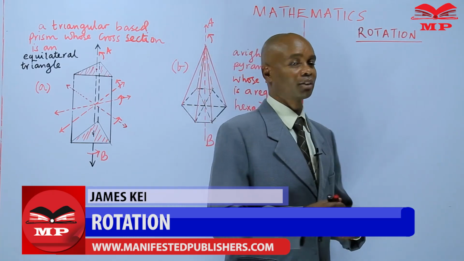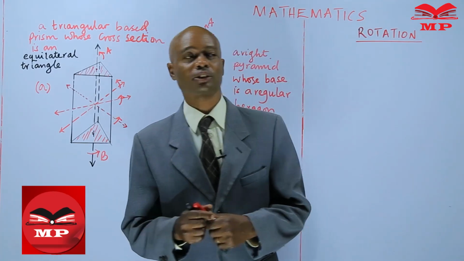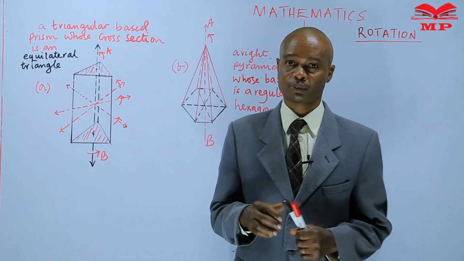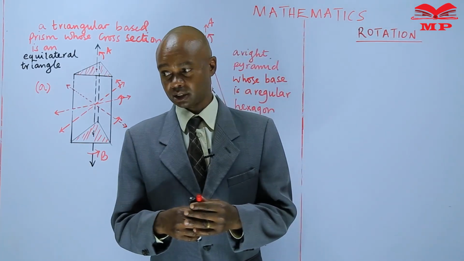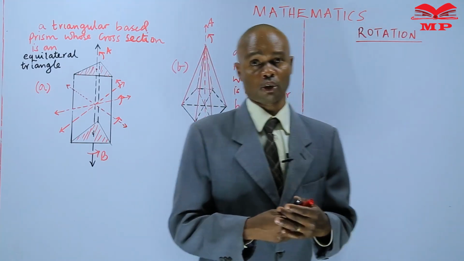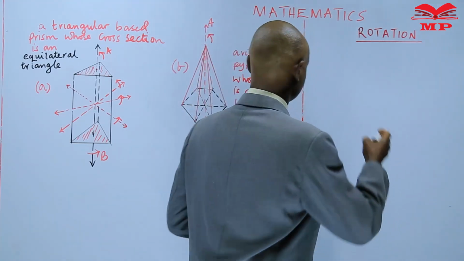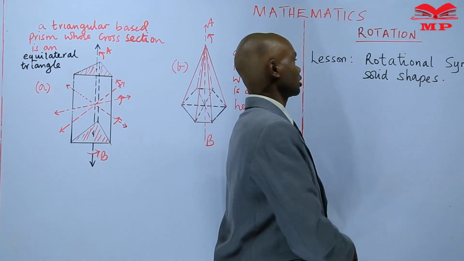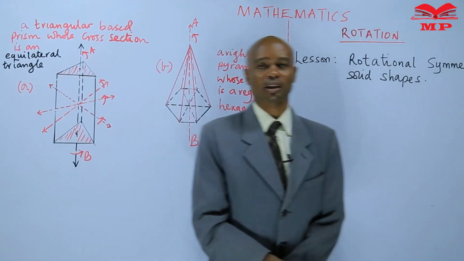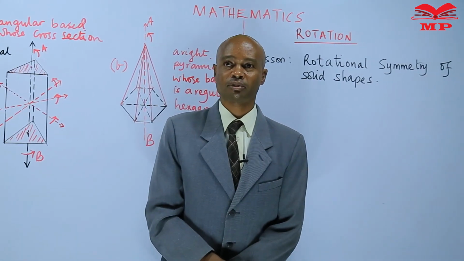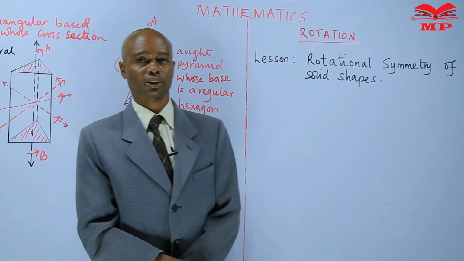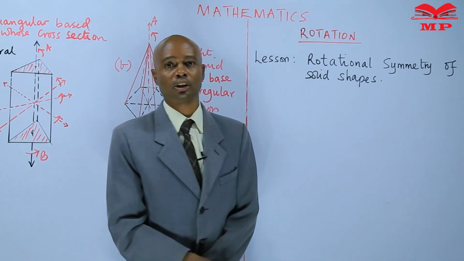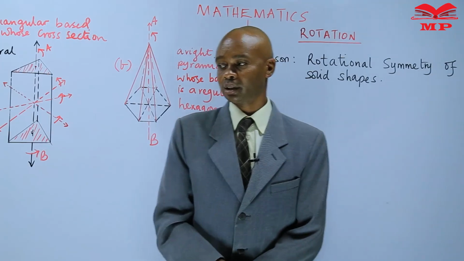We are coming to some of the winding sessions of lessons of rotation, and in today's lesson we are going to look at rotational symmetry of solid shapes. At the end of the lesson, as an objective, the learner should be able to identify the rotational symmetry order of some solids he would be given.